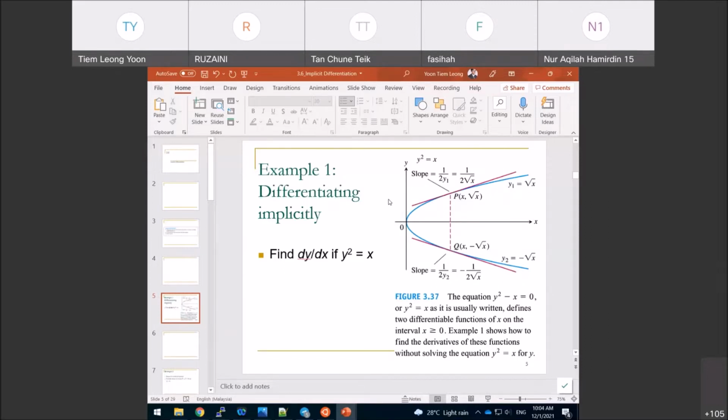Then today we are going to talk about another method, if you like, but to me it's not a very important, it's not a very difficult method. It's just another method that allows you to obtain the derivative of a curve.